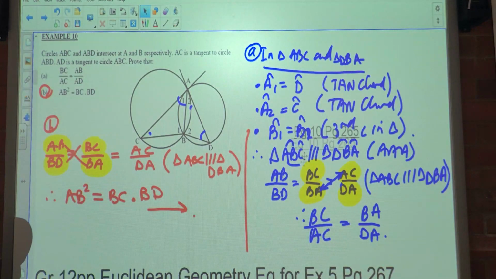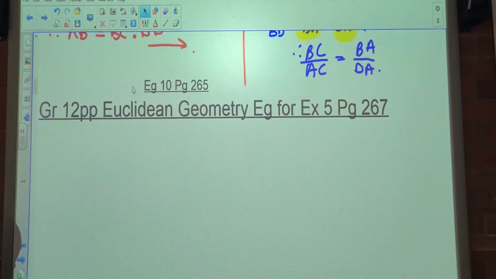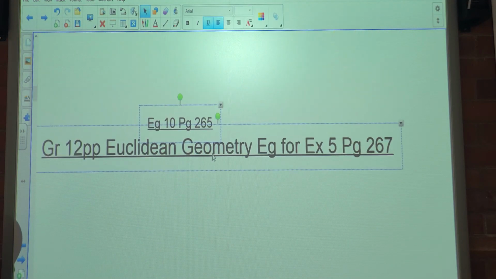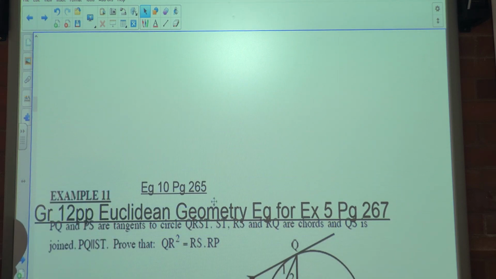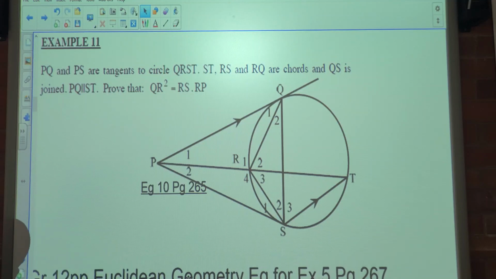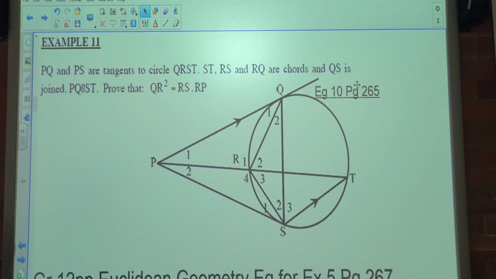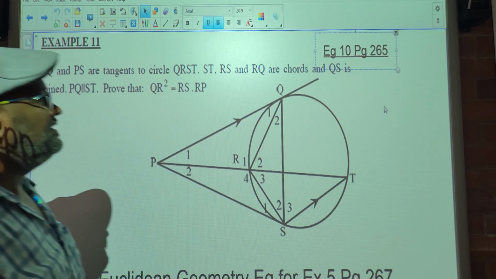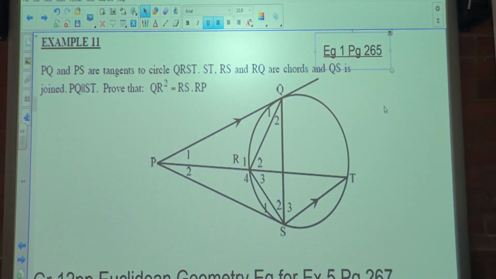Let's see if we can get something more challenging, no? You guys are asking, come bring on the grade 12 maths, man. You feel now that grade 11 was more of an issue? Yes, okay. This is on example 11, page 266.